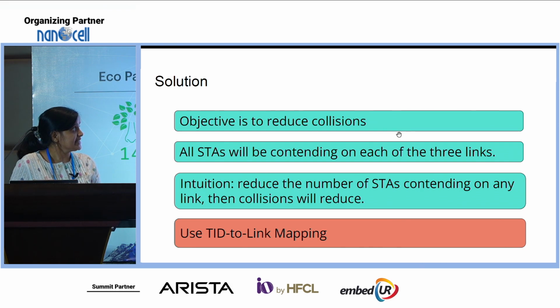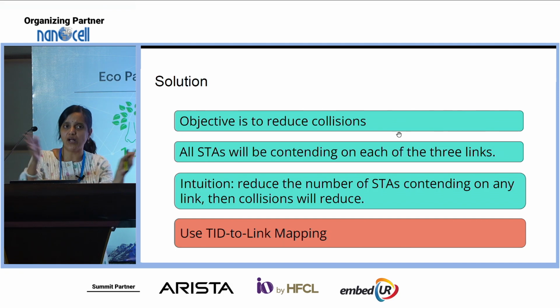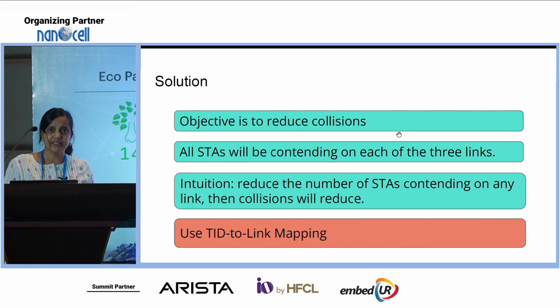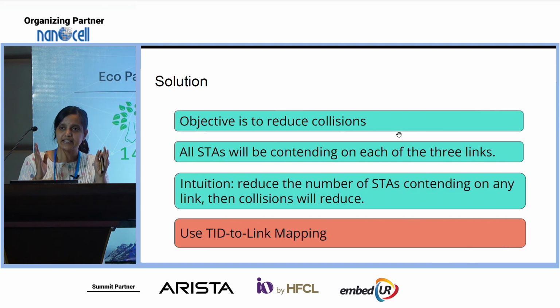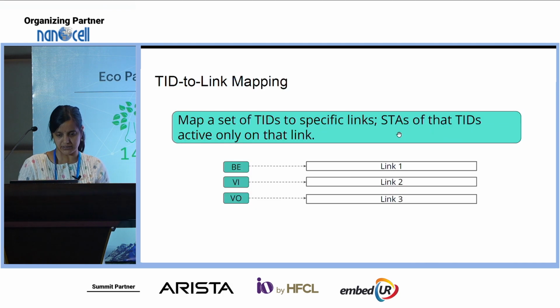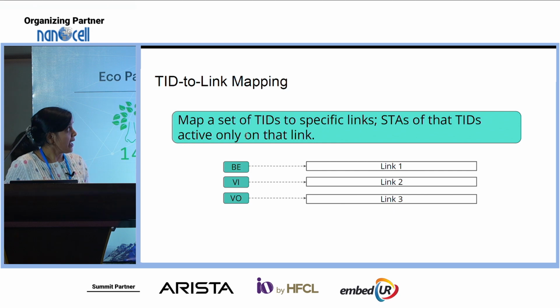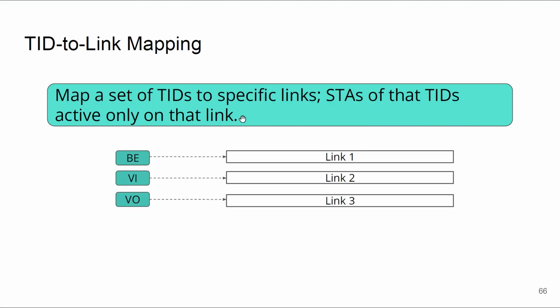So all STAs are contending on the same link, because even with MLO, everybody is contending on all three links if they have that exposure. So we said let's utilize some TID to link mapping. Then I can restrict a set of stations to a set of links, and that way I can restrict the contention or collision. We can map a set of specific TIDs to specific links, and stations of those TIDs will be active only on that link.